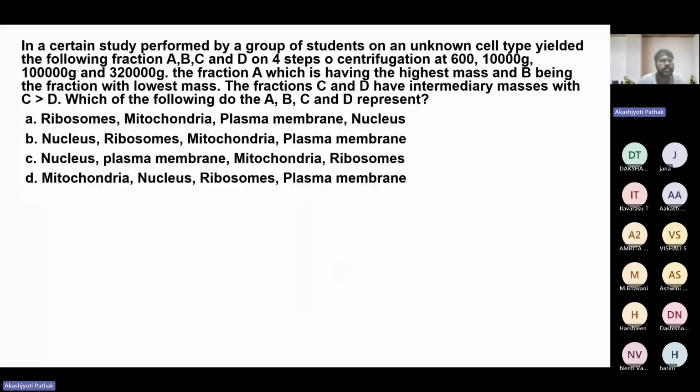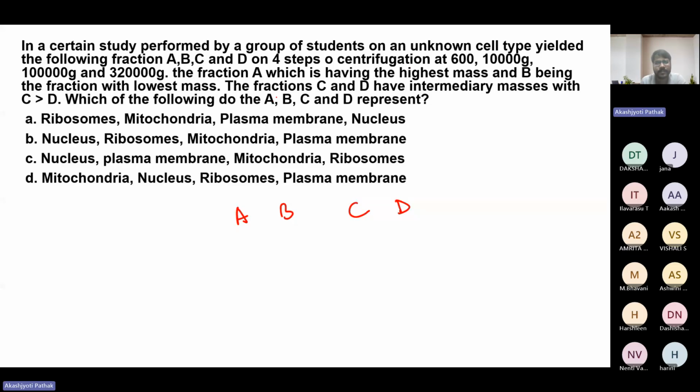Now, here is another question related to differential centrifugation. In a certain study performed by a group of students on an unknown cell type, they yielded the following fractions. You have a particular cell type and you are getting the following fractions, A, B, C, and D, on four steps of centrifugation.